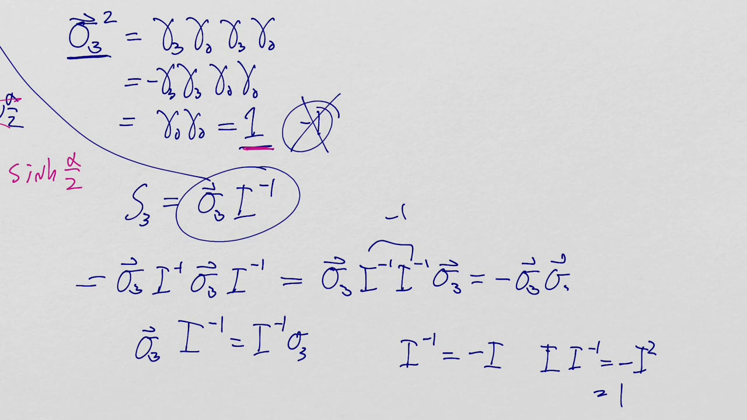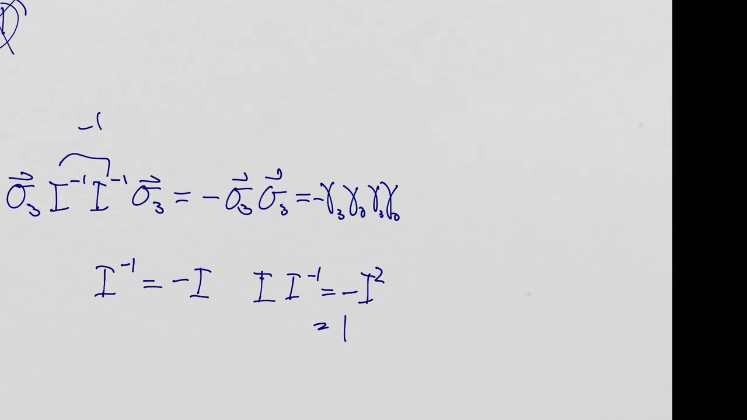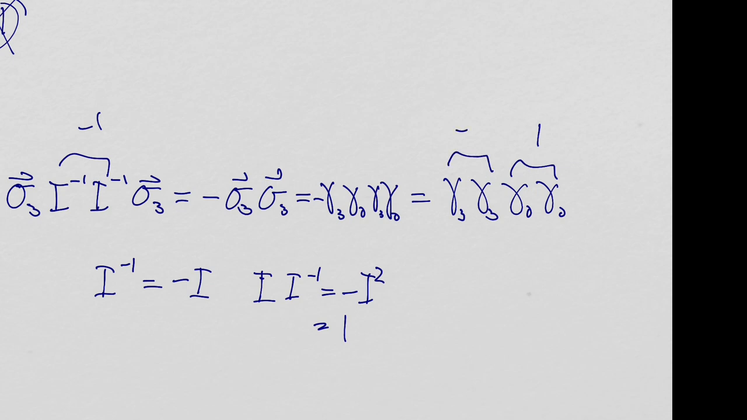Sigma 3, which is minus gamma 3, gamma 0, gamma 3, gamma 0, where we flip the 2 on the inside, and we generate a minus sign, which cancels with the 1 out in front. So that gives us gamma 3, gamma 3, gamma 0, gamma 0. These guys give us a 1 because of the Minkowski metric. These guys give us a minus 1, so it equals minus 1.